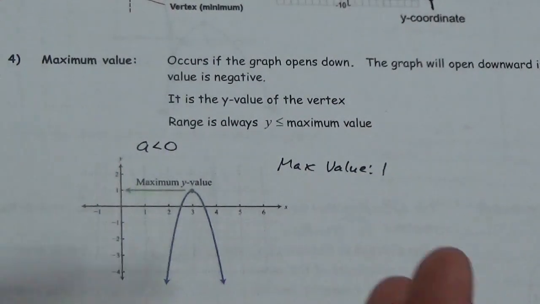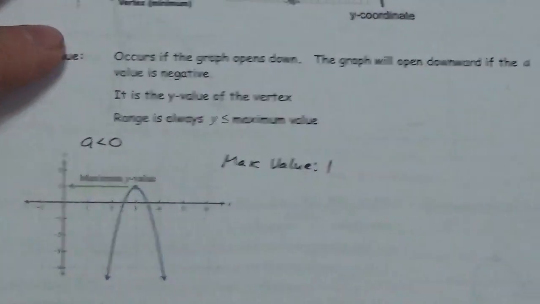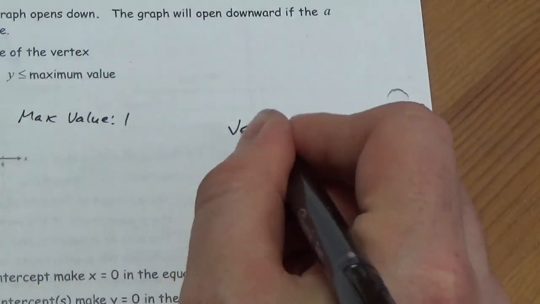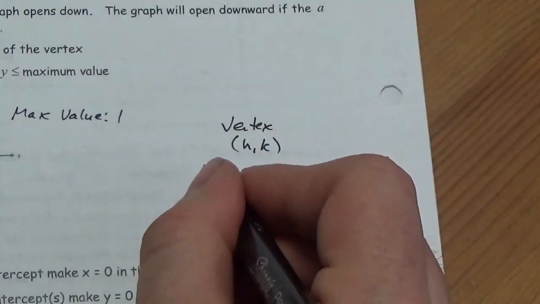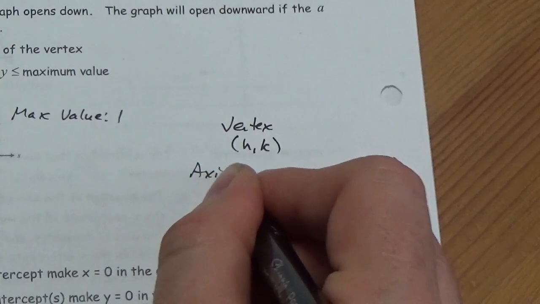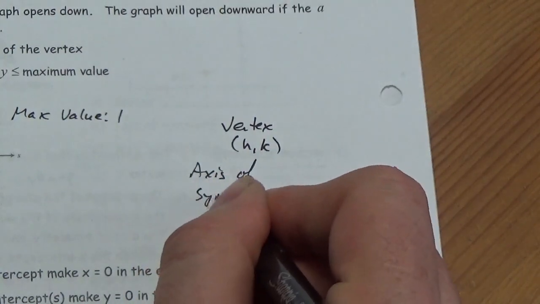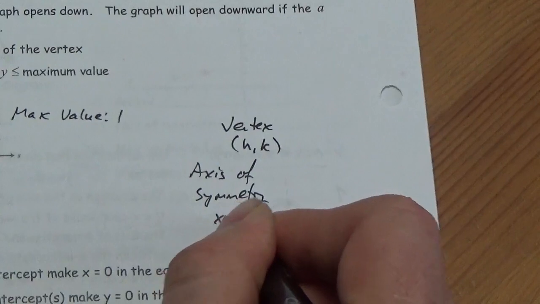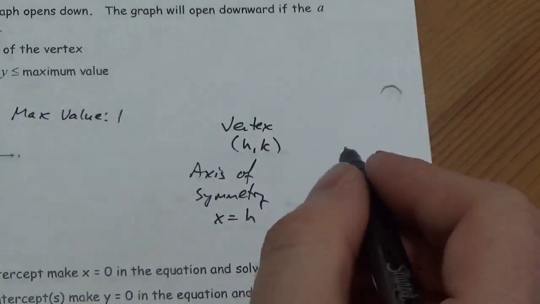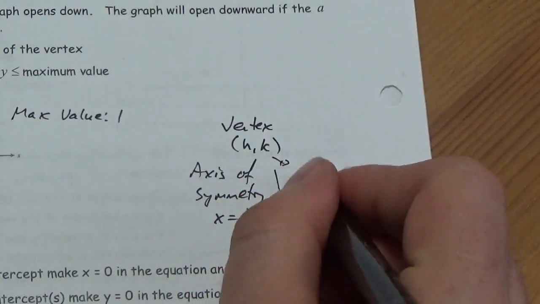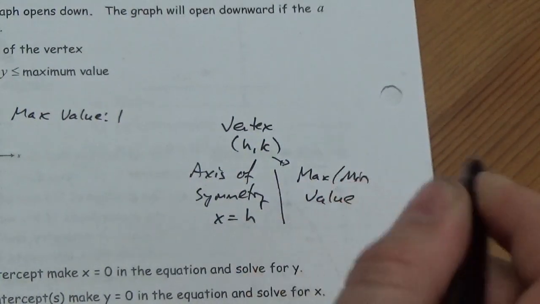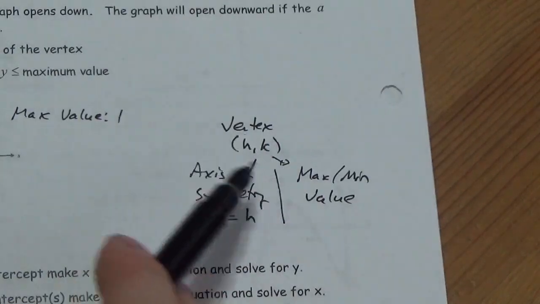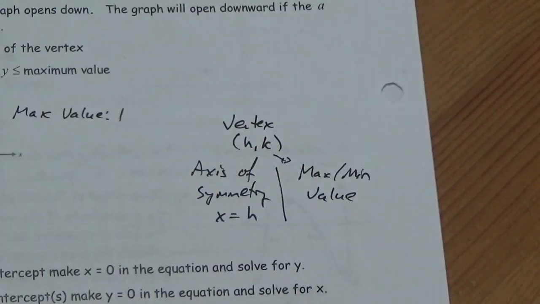Anyway, I hope that makes sense, and I hope you're seeing the significance here. When you've got the vertex (h, k), the h is going to be related to your axis of symmetry, which is just x equals h. The k is going to be your max or your min value, depending on what the value of a is, whether the graph opens up or down. So you're grabbing a bunch of information just by knowing what the vertex is and the direction that the graph opens.